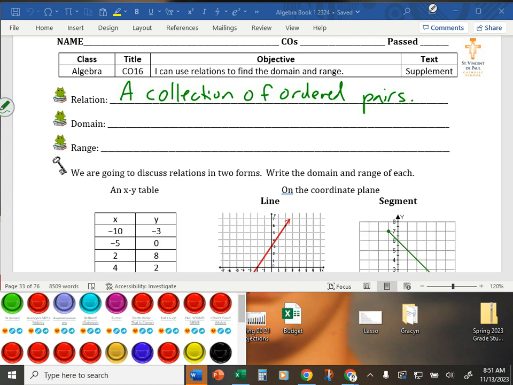remember what the domain refers to? The domain are all the x values of the relation. And then the range would be all the y values of the relation.